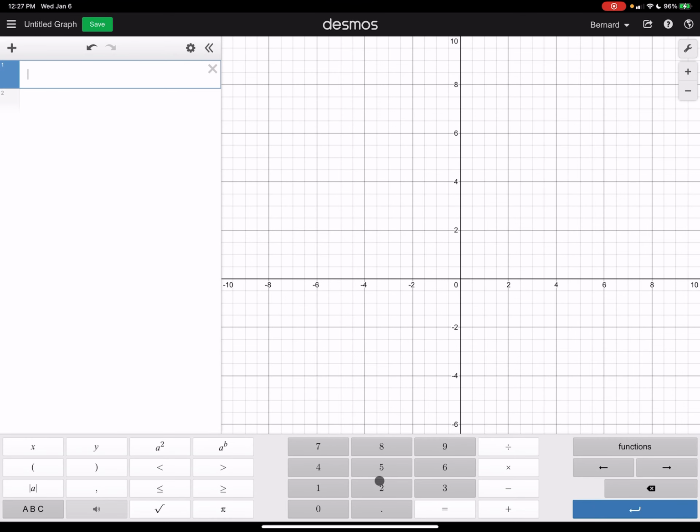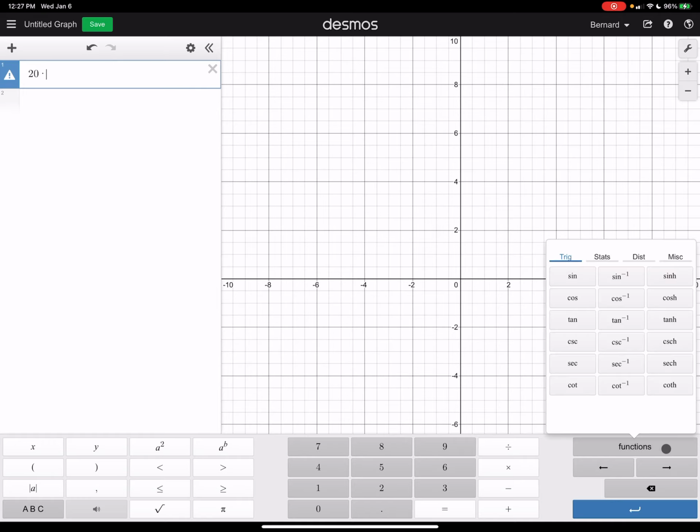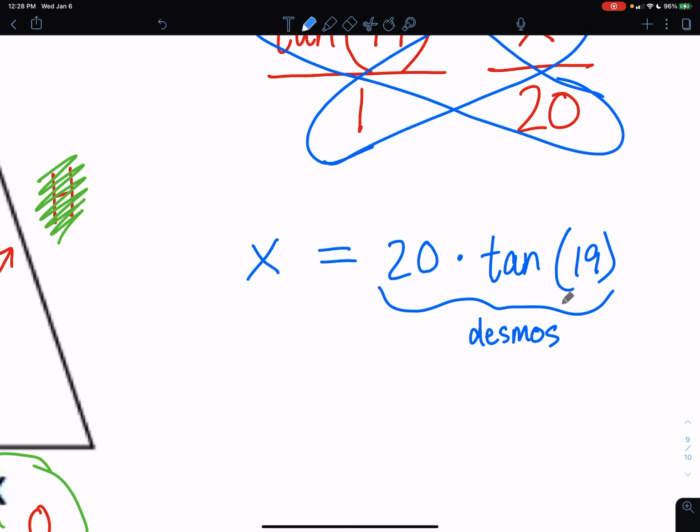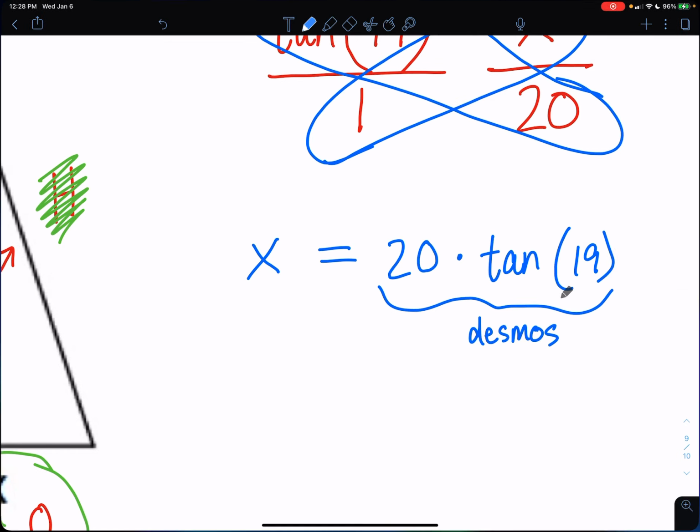So we go back there, and I'm going to click 20. I'm going to click the times button, and then I'm going to go to the functions menu. And this is the real key to answer your question. When I click the functions menu, you'll see a whole lot of variations of sine, cosine, and tangent, right? On the very left side, you have the regular one, sine, cosine, tangent. In the middle, you have the -1 version, sine -1, cosine -1, tan -1. So for this problem, we're going to need the regular one, right? If I go back there, it's 20 times tan of 19, not -1, but just regular tan.